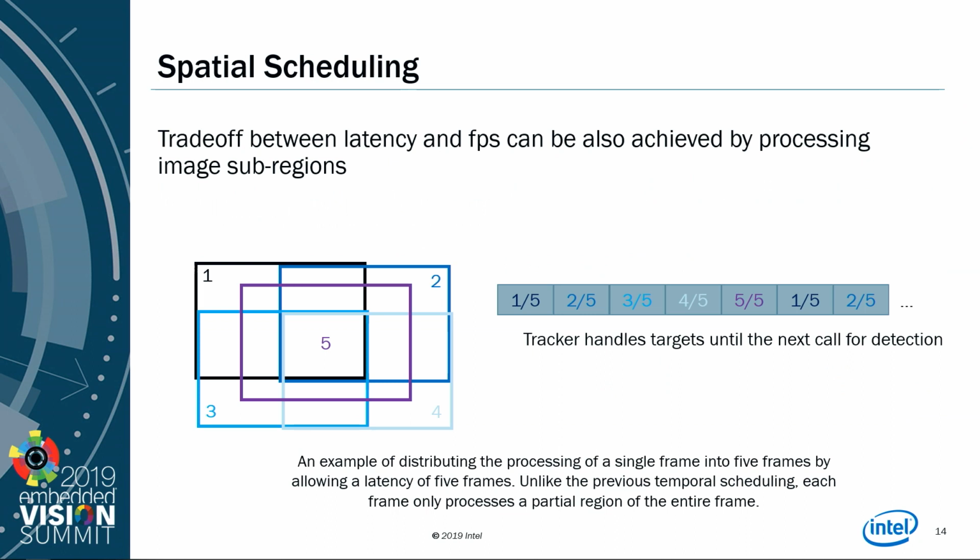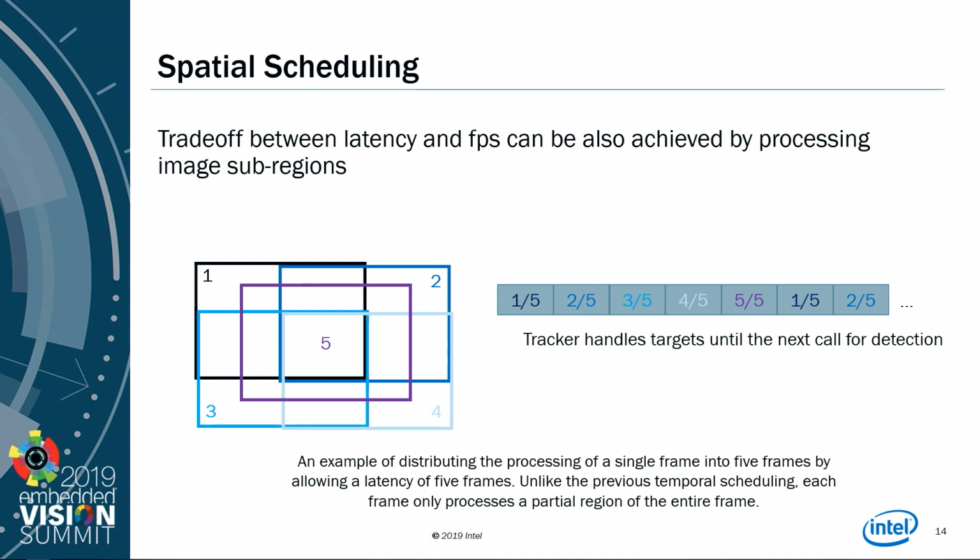The other possible scheduling approach is spatial scheduling, because in 2D images or videos, we have one more dimension than the time domain. So we have better flexibility when we use spatial scheduling. The basic idea is the same. We can make a trade-off between the latency and the frames per second by processing image subregions. You can have a lot of flexibility when you define the subregions of images.